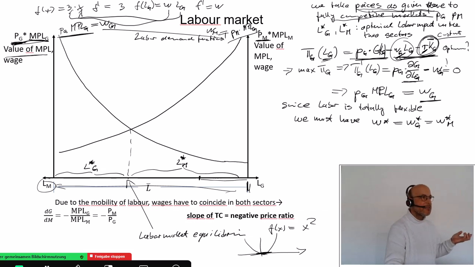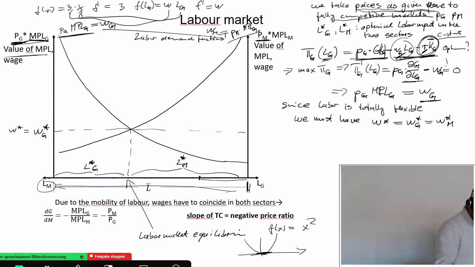Well, we have drawn our labor demand function and then we see it graphically. The only possibility where we have the situation that we have same wages is the intersection of our two demand functions. So this is the other way around. No, here we have G and M.